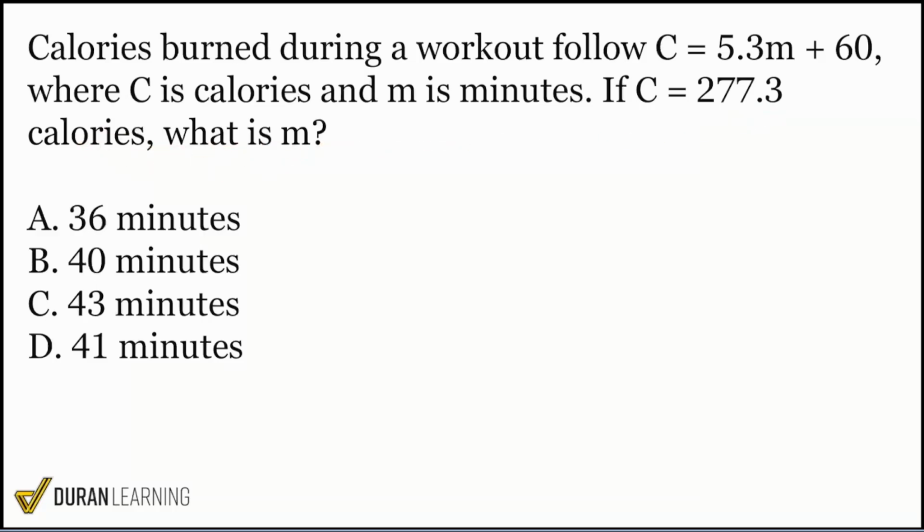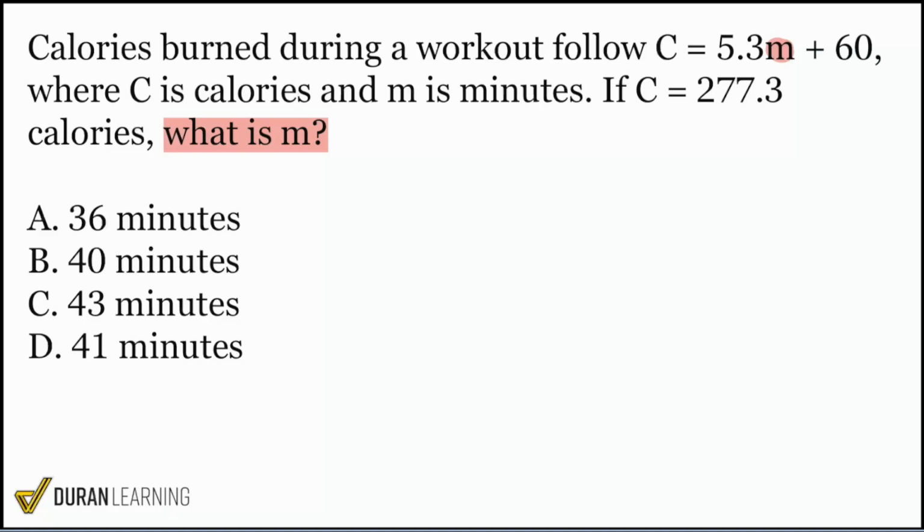Before we have time to freak out about decimals, let's focus on this. What is M? All right, perfect. Everybody, M is defined right here in this equation. Let's read it. Calories burned during a workout follow the equation C equals 5.3M plus 60, where C is in calories and M is in minutes.